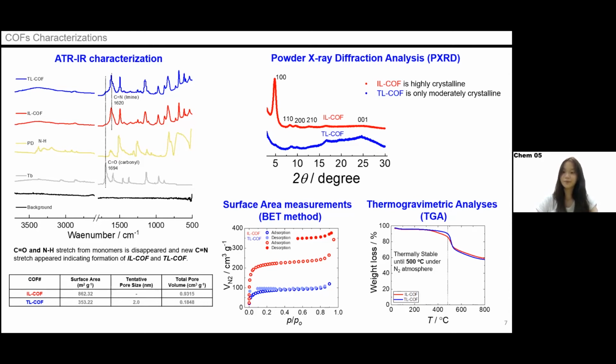From thermogravimetric analysis, TGA, on the right side, it is found that both COFs are relatively stable until around 500 degrees Celsius under an inert atmosphere, and the TL COF shows slightly more stability than the IL COF. After around 500 degrees, structural decomposition occurs.